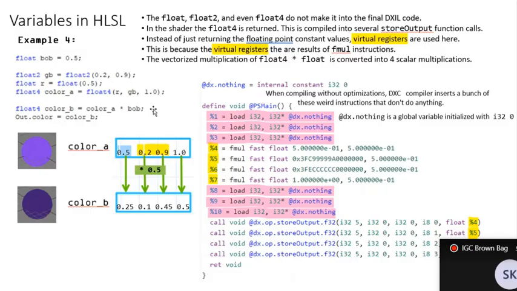In the shader, the float4 is returned. This is compiled into several store output function calls instead of just returning the floating point constant values. The virtual registers are used here in the store output, because they are the results of fmul instructions. The vectorized multiplication of float4 times the float is converted into four scalarized multiplications. So here we're multiplying each of these elements by 0.5, each of these values.